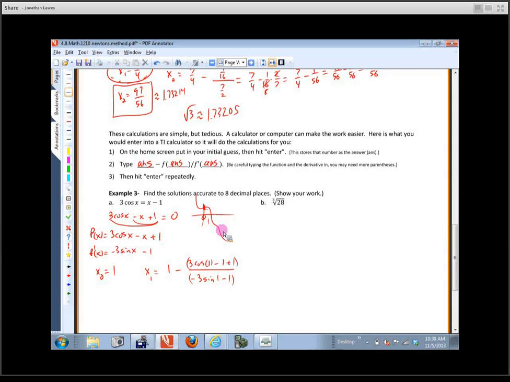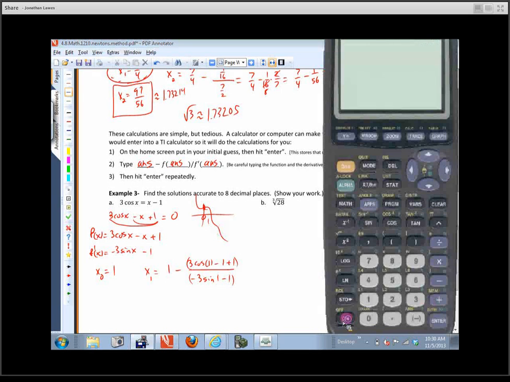So again, here's the idea. I'll clear the screen off. I'm going to put in my first guess. My first guess is a 1, and I hit enter. Again, that stores that in the answer. And then I'm going to say, my new guess, my new root, that's hopefully going to be closer to the actual root of this function, is going to be the old one minus, and then I start a set of parentheses. I have to evaluate the original function at the old guess.